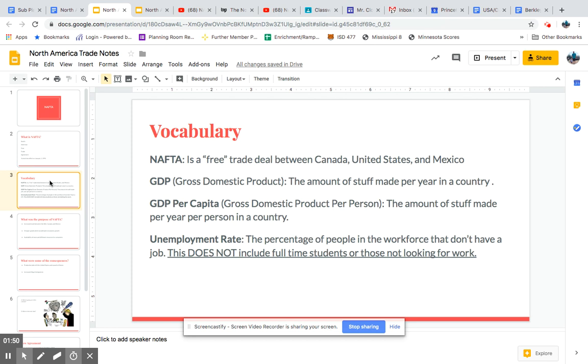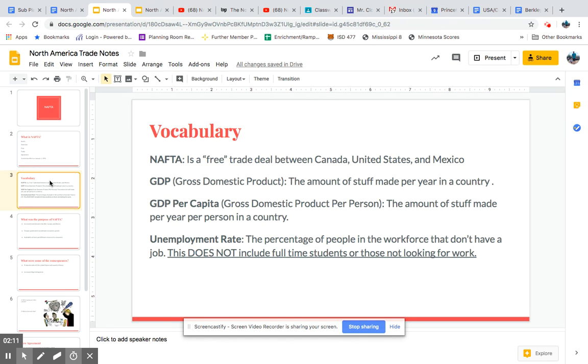Next is GDP. That stands for gross domestic product. That is the amount of stuff made per year in a country. Now, that's a very middle school basic definition, but that's all you'll need to know for 8th grade social studies: understand that it's just the amount of stuff made in a year by a country. It's a way of measuring a country's economy.